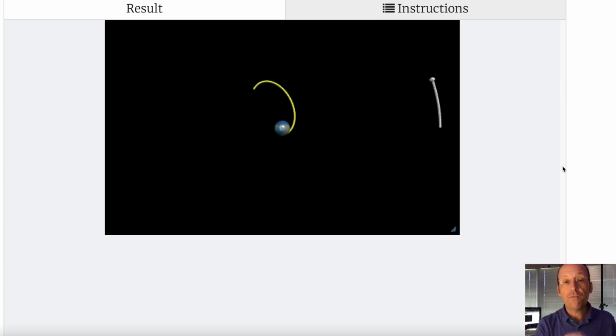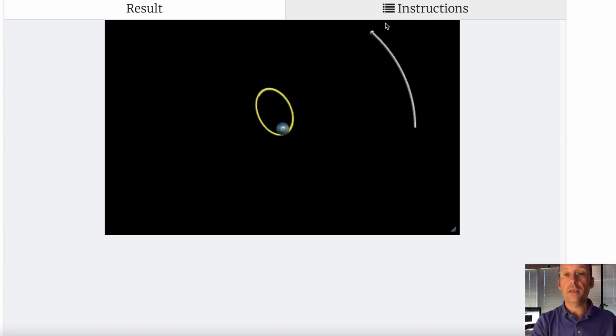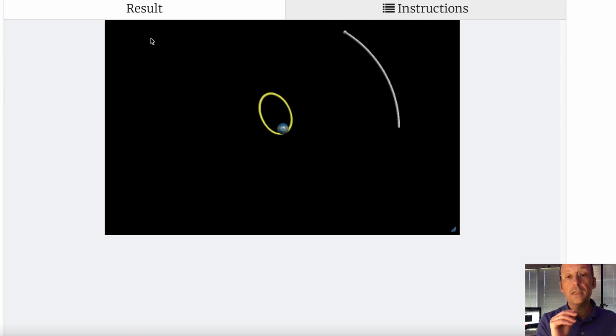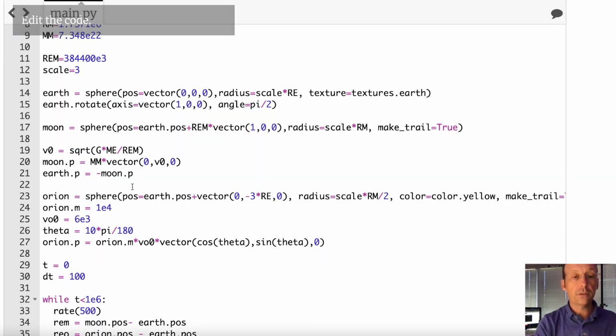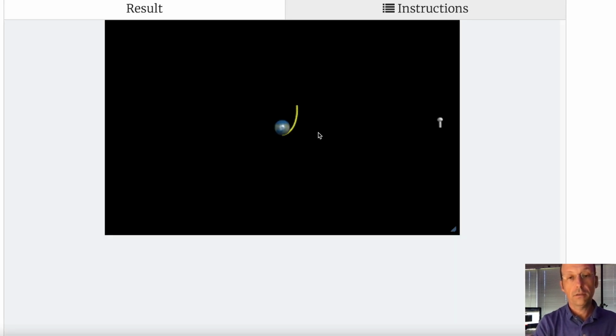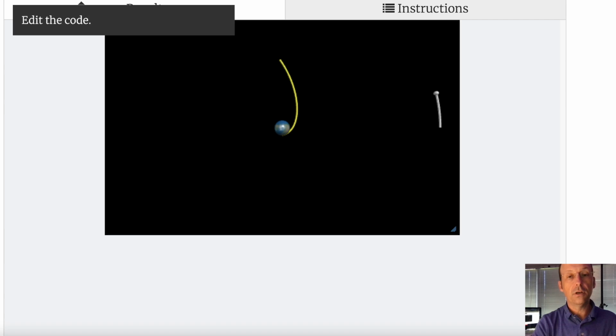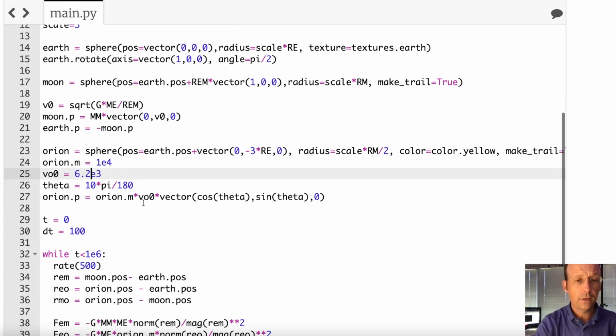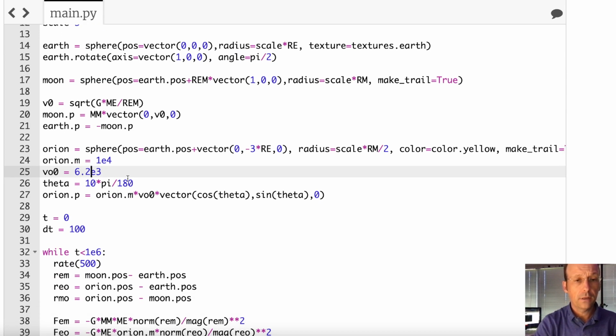Okay, so right here, it looks like it's working, right? There's an orbit, and it's not completely circular because there is an interaction with the moon. But I need to make it go a little bit faster. So let's say 6.2 and run it. It needs to go faster still. I can also maybe move it further away from the Earth, because if it's further away, the gravitational force is less. So let's just say 3.5.